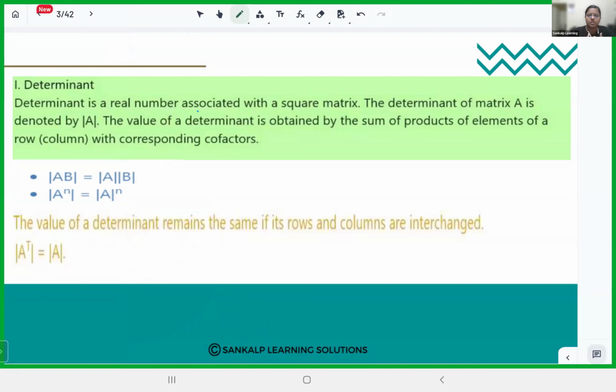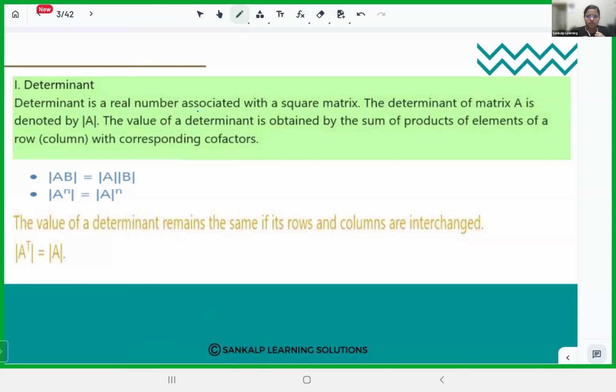We have studied about different types of matrices, right? So the concept is limited to square matrices only. And what is this determinant and square matrices? How are they related to each other? Determinant is a real number that is associated with a square matrix. So you are associating a real number to a square matrix, and that is known as a determinant.